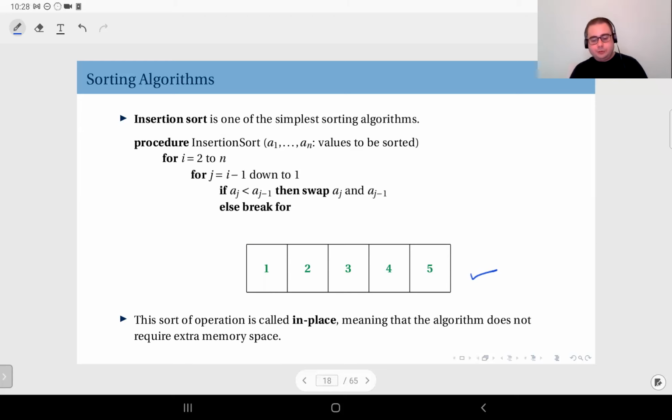Now, this sort of operation is called in place. In place in the sense that you modify your sequence in its current place. You don't need to use extra memory, except for maybe one location for the swap operation. You don't need to replicate your sequence. You don't need to use any further memory positions. So this we call in-place sorting. The algorithm does not require extra memory space. This is an important property of sorting algorithms. Some of them are in place, some of them are not, which means they might require a higher memory.